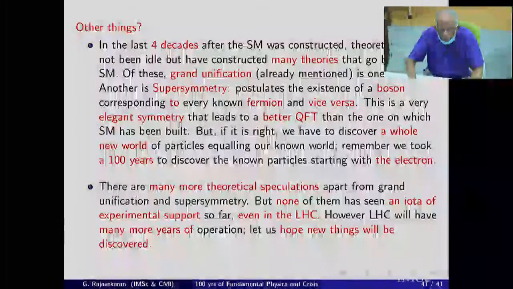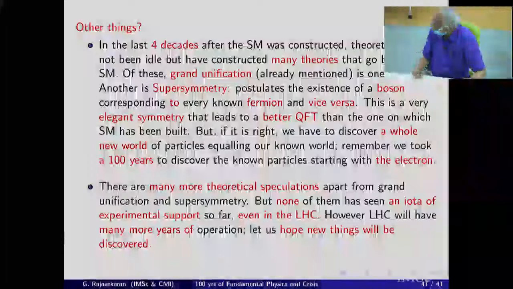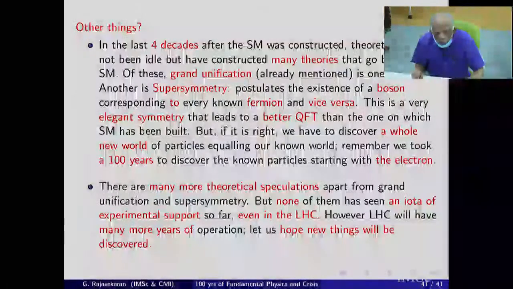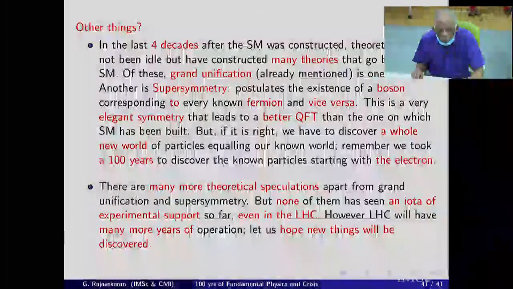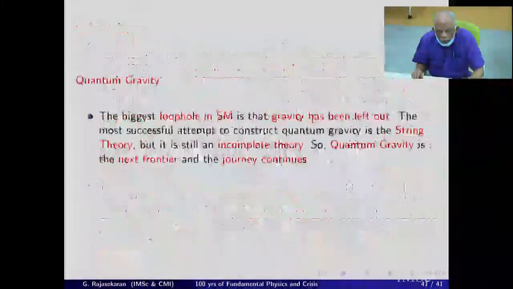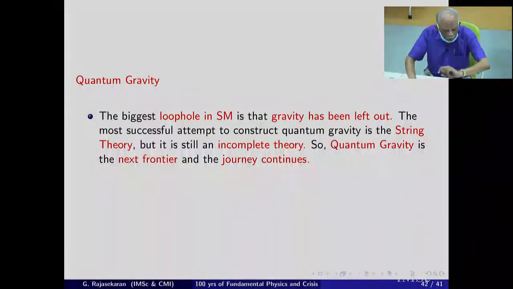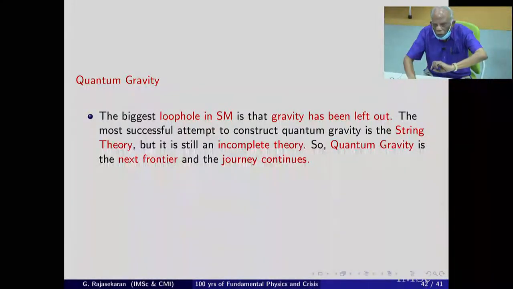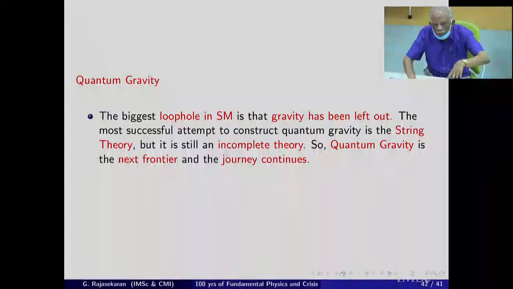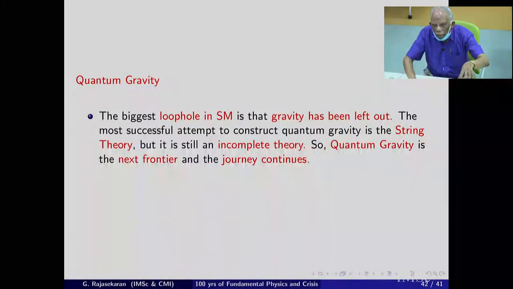Of course, the biggest loophole in the standard model is that gravity has been left out. The most successful attempt to construct a quantum theory of gravity is the string theory, but it is still an incomplete theory. Actually, the theory is complete, but there are some problems. So I think I will say a little bit about it, maybe in the next 5 minutes. So I will continue for another 5 minutes to say a little bit about quantum gravity and string theory.